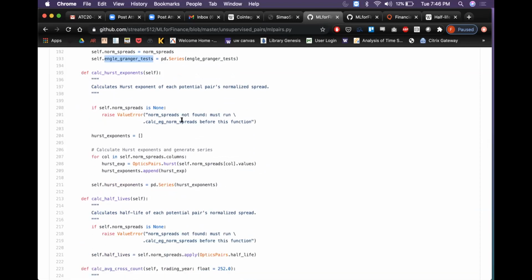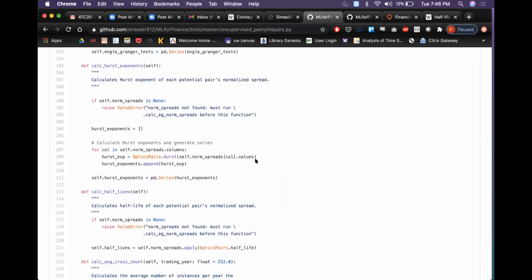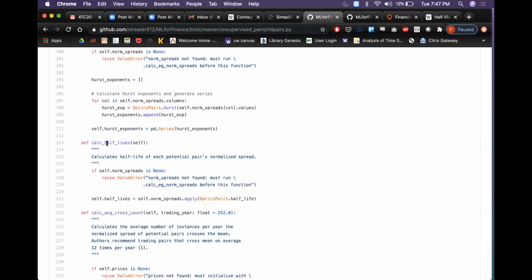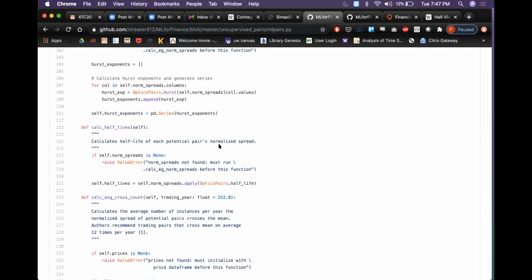And so a little bit further down, I've got a helper function that actually calculates the Hurst. So we just take in the normalized spread and then calculate the Hurst for each of the spread time series and return the Hurst exponent. And then this function calculates half-lives, essentially the same as the Hurst, except you're calculating the half-life of the spread instead of the Hurst exponent.